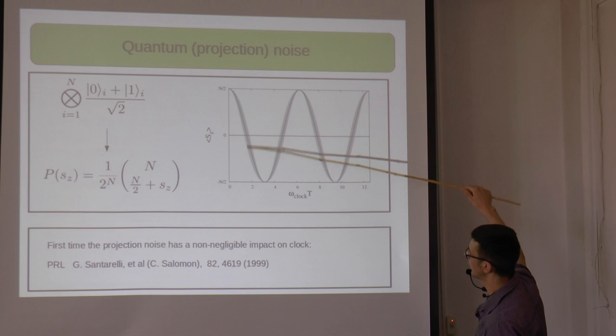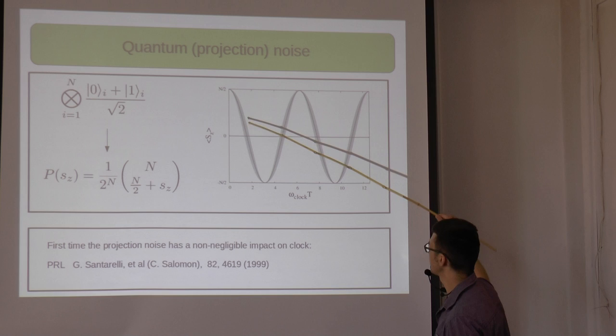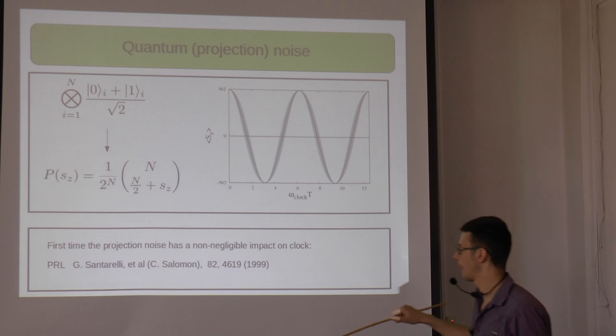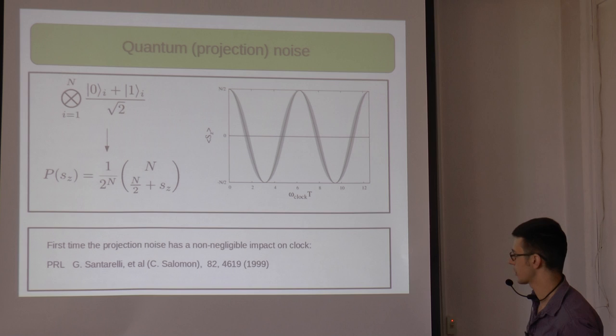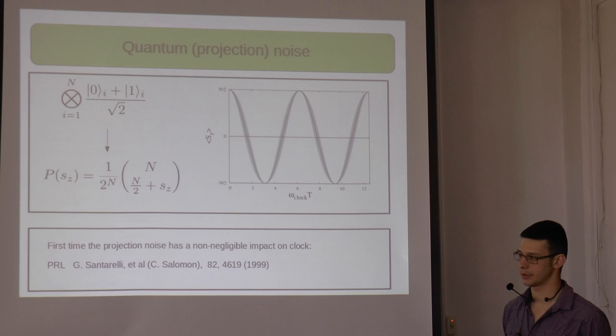will enter your estimation. It will influence your measurement. Actually, what is important is the fluctuations compared to signal. So the effect of this noise can be very small. Actually, it was for the first time, I think, in 1999, when this projection noise, called quantum noise, entered the budget of different noises. So before, it was not even visible. It was covered by other things.